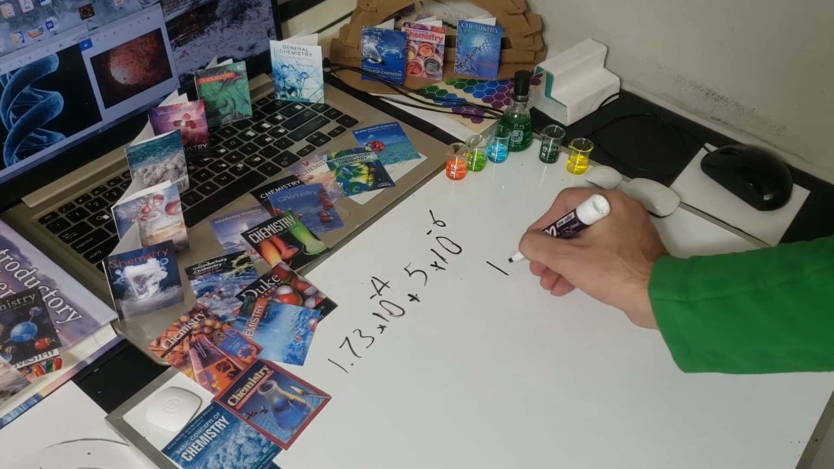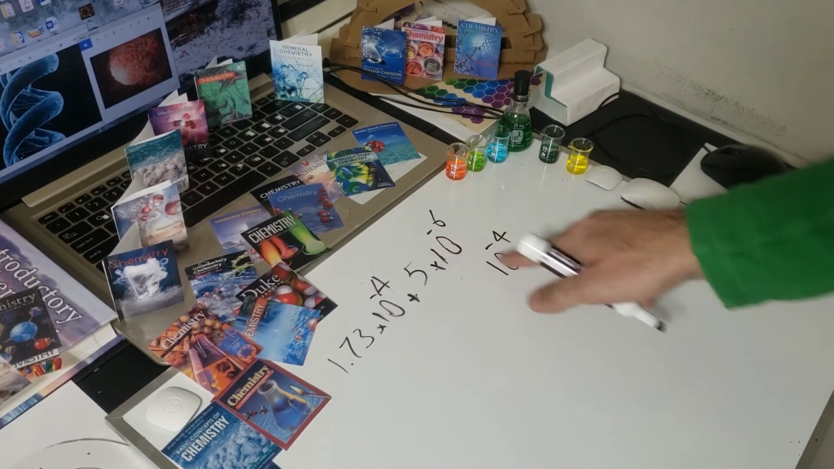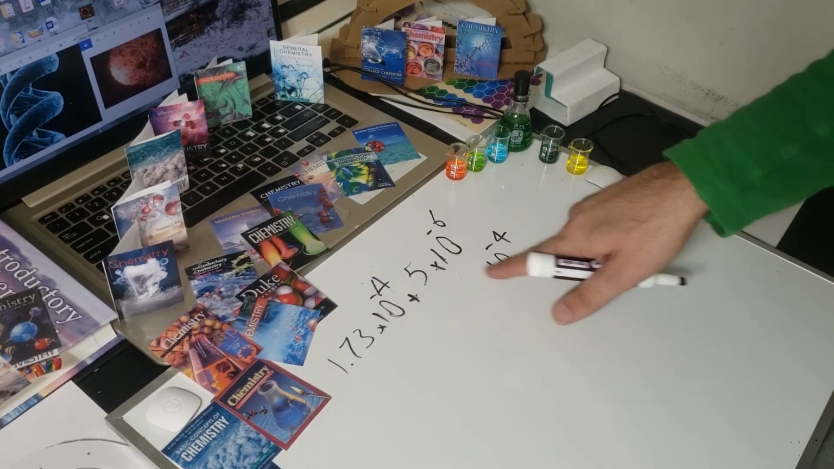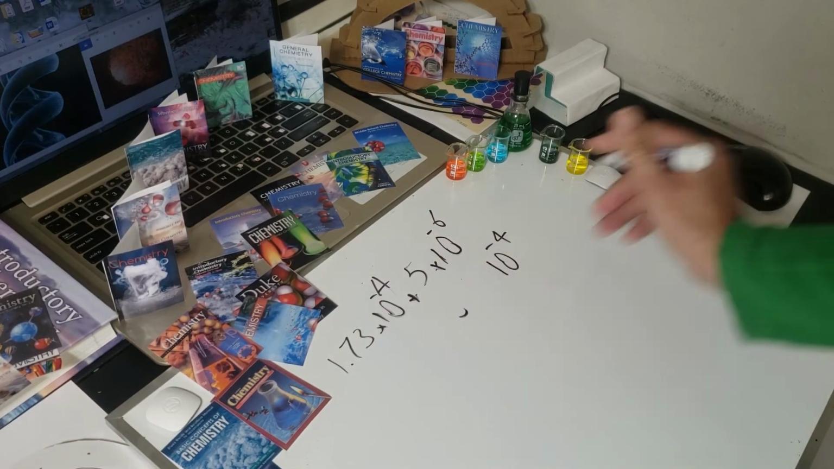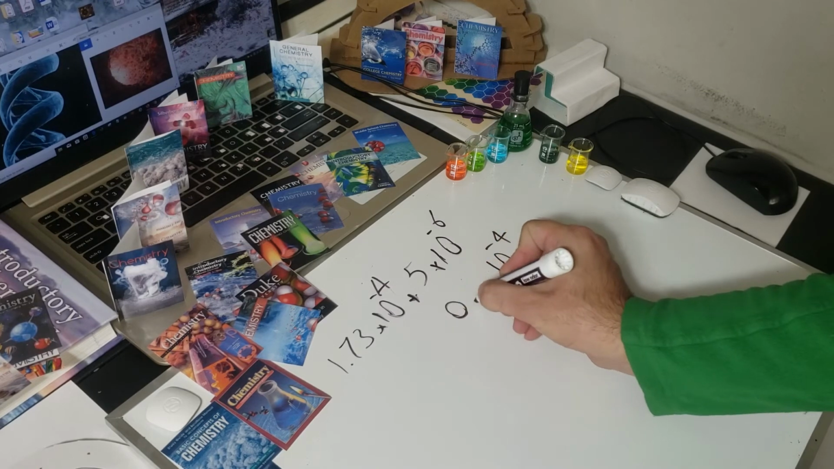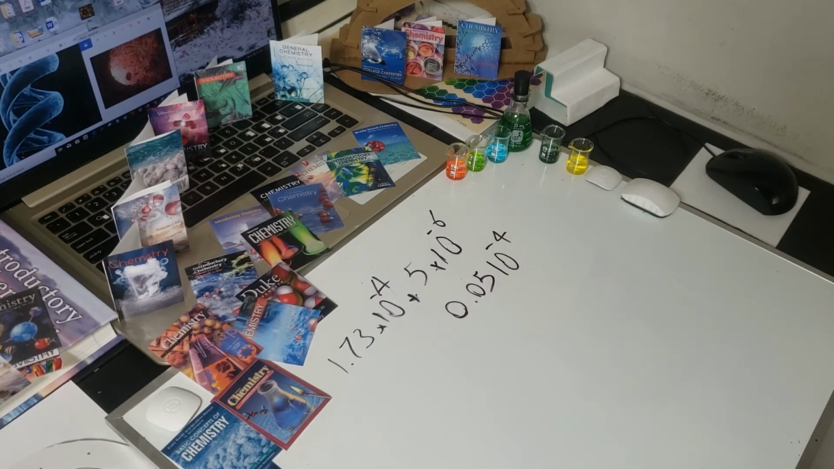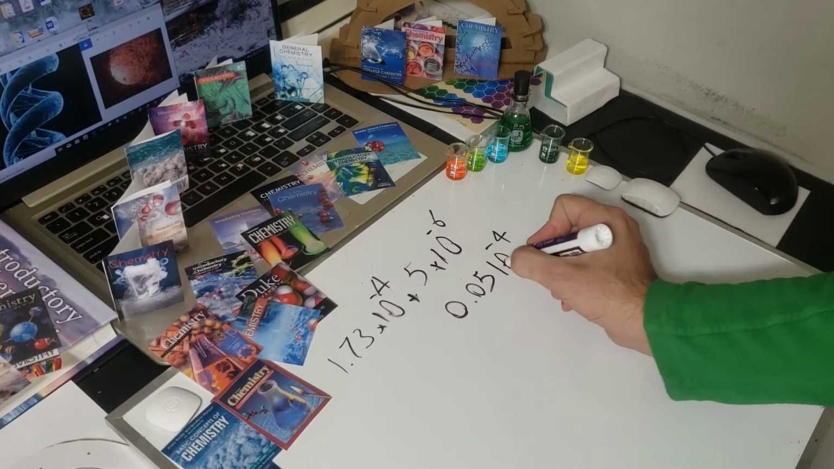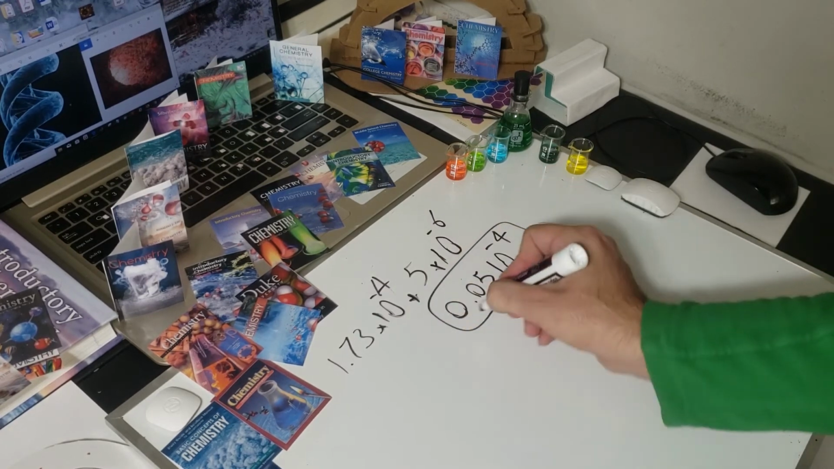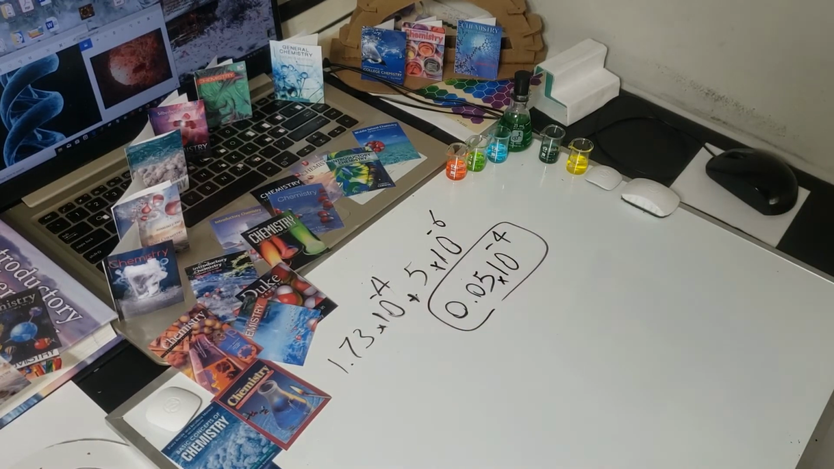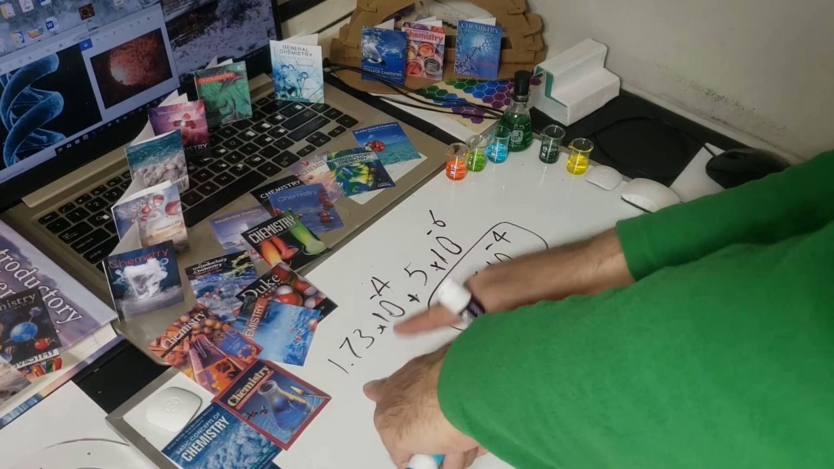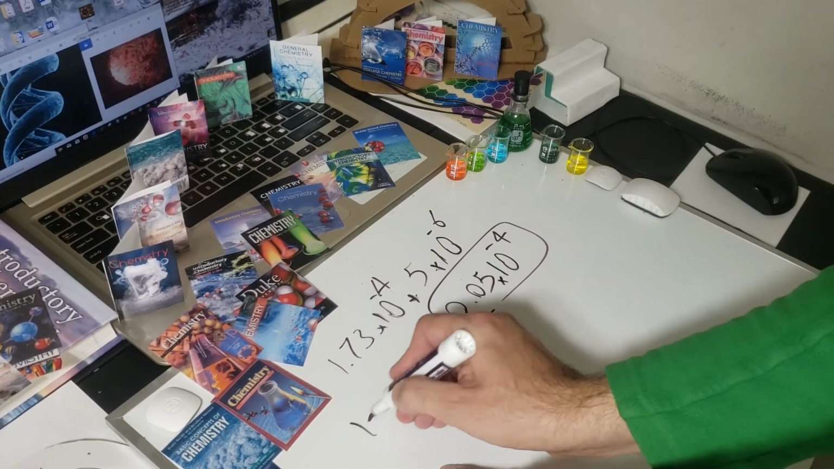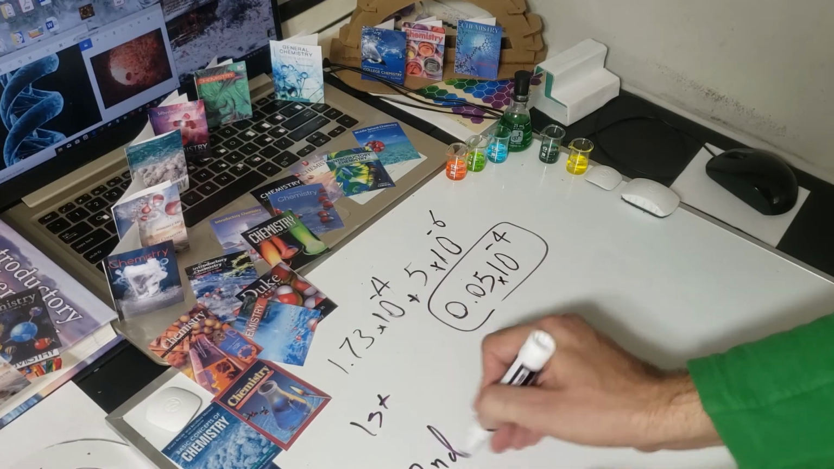If I change this to a 10 to the minus 4, it means I have made this one bigger, so I have to make this one 2 orders smaller, like say 0.05. Okay, that's what I need to do, times 10 to the minus 4. Now that's the same number. I can add the two up. So it's the first way.